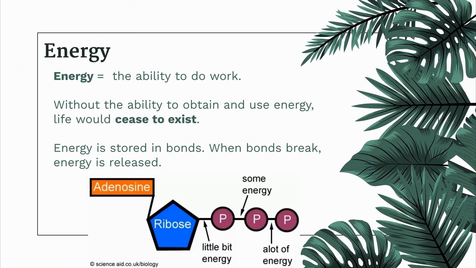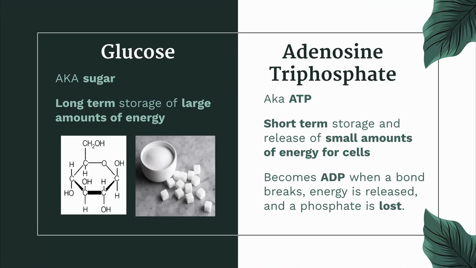Now we have two molecules that we eat in order to get energy. We have glucose, which is sugar, long-term storage with large amounts of energy. And then we have adenosine triphosphate, also known as ATP. Triphosphate meaning three phosphates. This is short-term storage and release of small amounts of energy for cells. This becomes ADP, or diphosphate, when a bond breaks, energy is released, and a phosphate is lost.